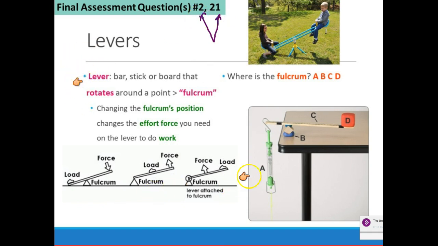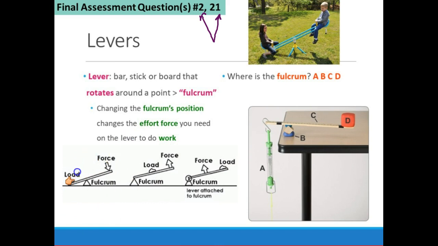Okay, so really quickly, levers. Remember, levers are a bar, a stick, or a board that rotates around a point, which is called the fulcrum. So the fulcrum is where we pivot. Now if we change where we have the fulcrum, this changes the amount of force or effort that we need to input into our lever to do work.